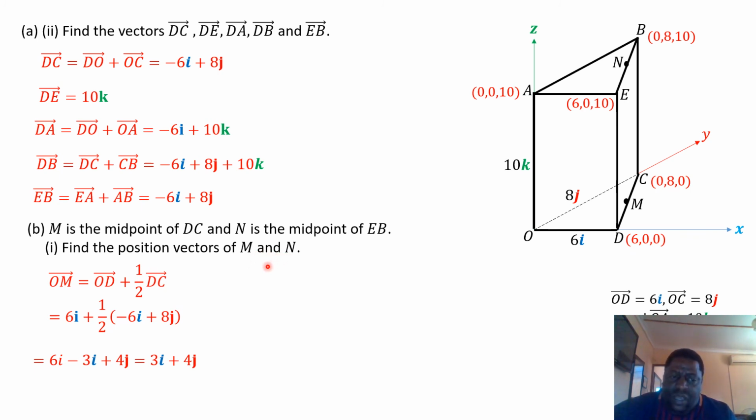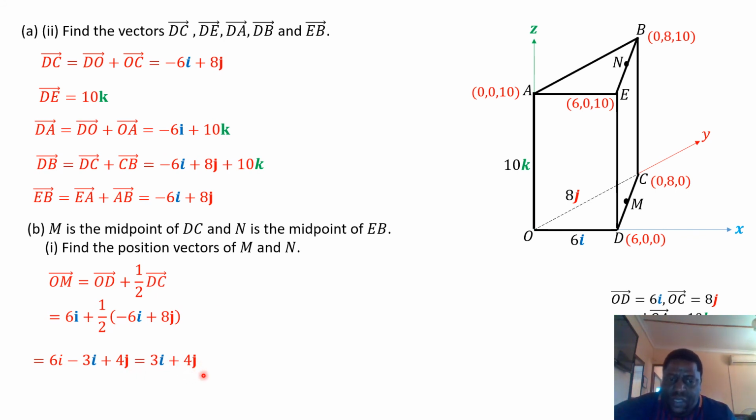That is OM, which we know, going from O to M, is supposed to be OD plus half of whatever that DC is, all right? So we can find that it's 6i plus half of DC, which we already know. So that gives you, if you clean it up, just 3i plus 4j.